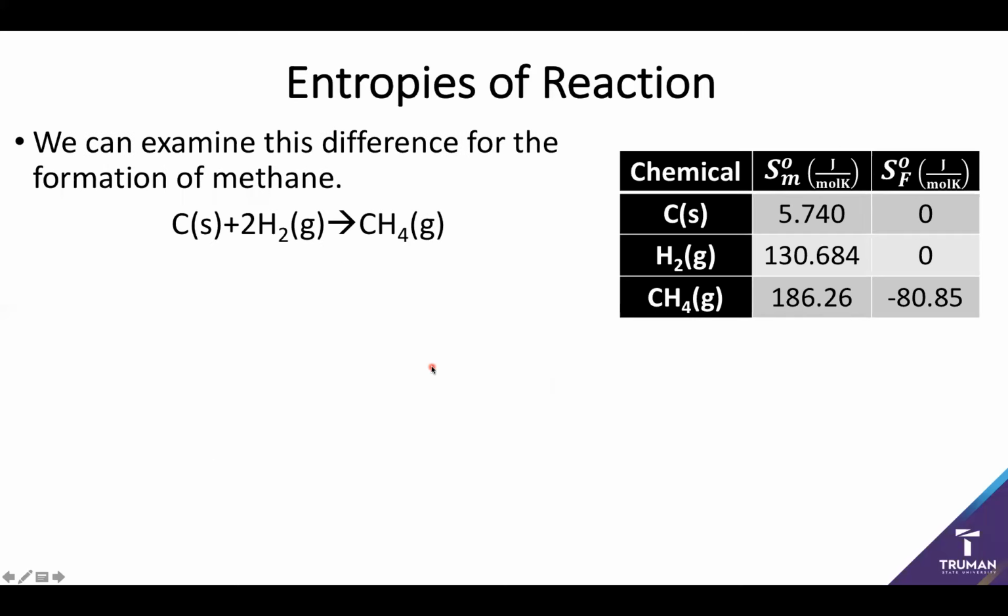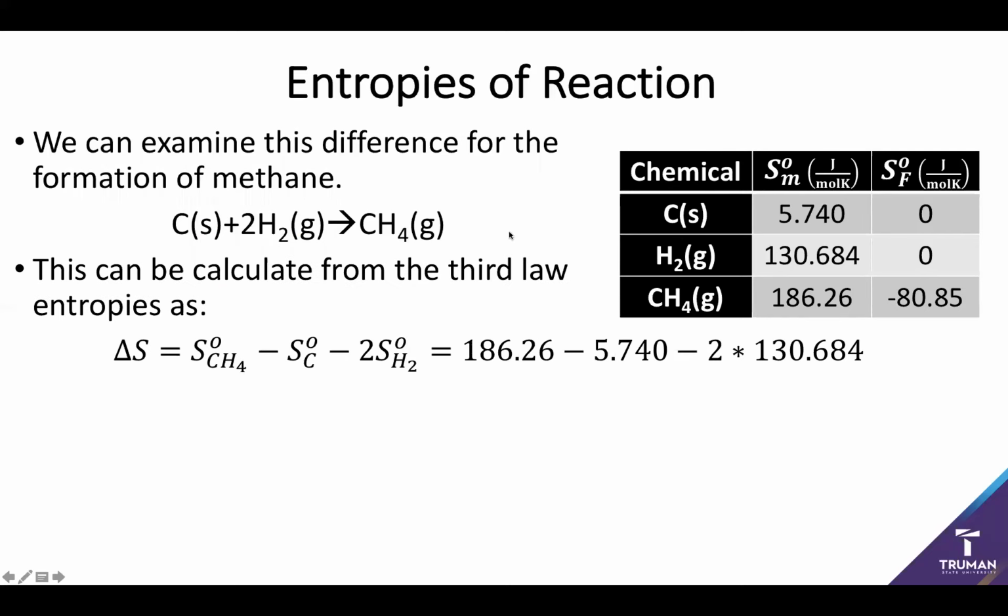So again, we can examine the differences between the entropies of formation and the third law entropies by looking at a simple reaction. We can do, say, the formation of methane from coal or graphite and hydrogen. This is actually one fairly common method of producing methane gas, by essentially running H2 over a carbon source. We can go ahead and calculate this from our third law entropies simply by taking the entropy of our methane minus the entropy of our carbon minus twice the molar entropy of our hydrogen.